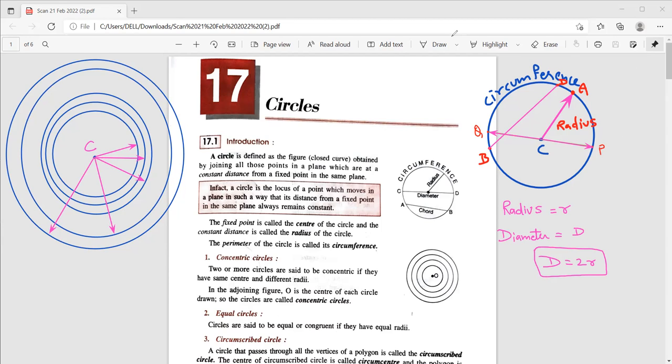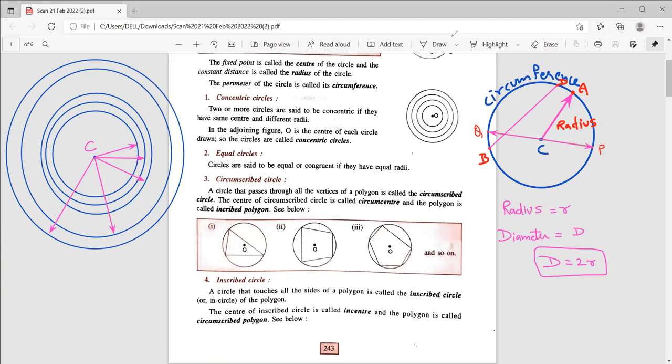Then you have the next, equal circles. For equal circles, what is written? Circles are said to be equal or congruent if they have equal radii. Okay. So you draw two circles, and then you draw two circles of the same radius. You will call them equal circles. If you have three circles of the same radius, then they are all equal.